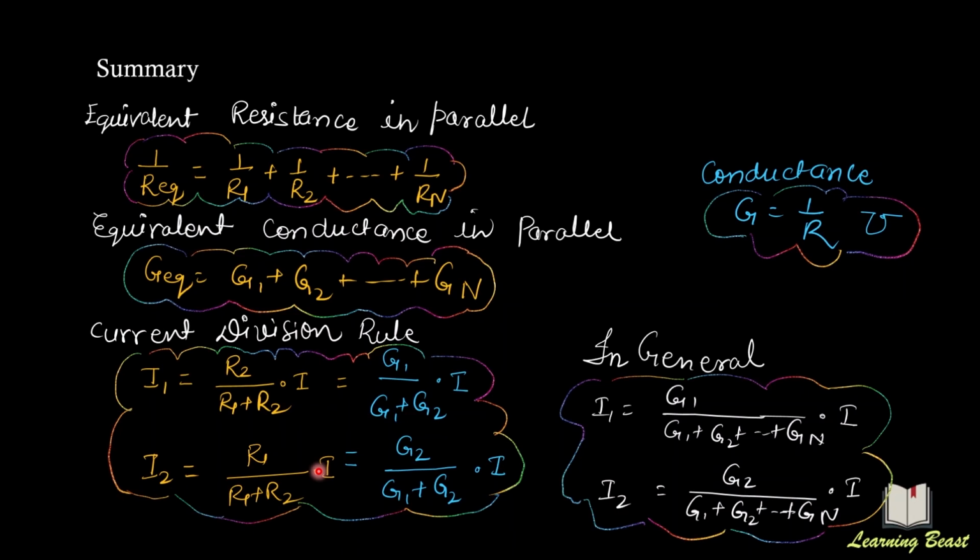R2 into I. You can also write this current division rule in form of conductance. So I1 is equal to conductance of that branch which is carrying current I1 divided by G1 plus G2 into I. In general, this formula can be written as I1 is equal to conductance of that branch divided by sum of all the conductances of parallel resistors into total current or the current which is dividing into parallel branches, where this conductance is inversely proportional to resistance, or it is the inverse of resistance.